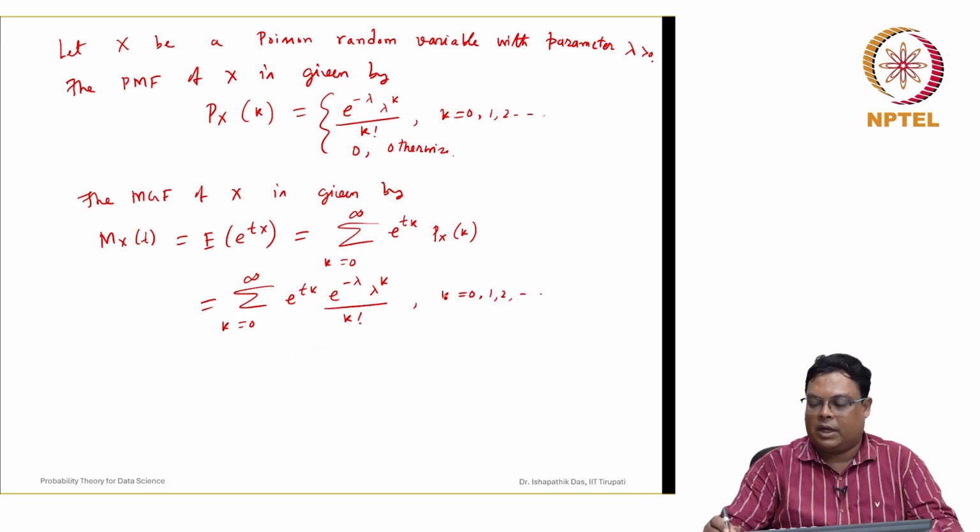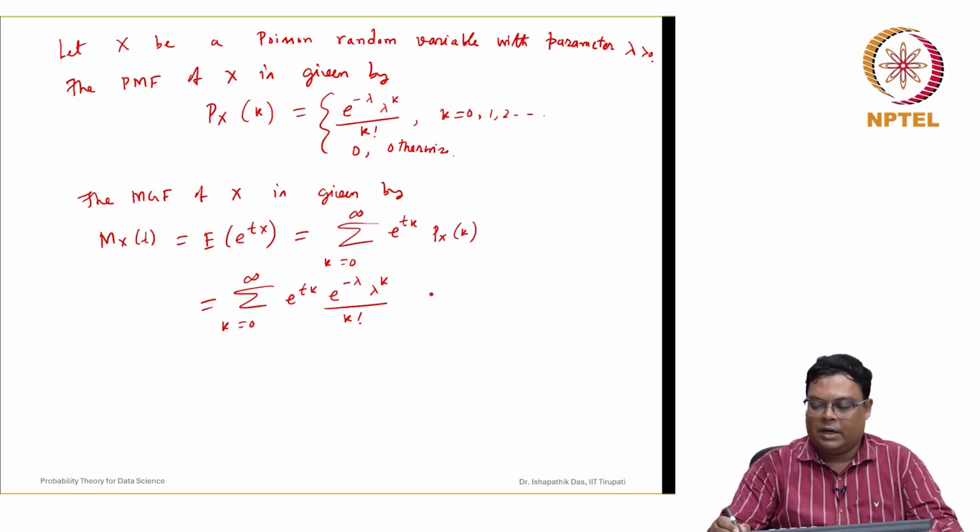Basically, this is what I have written here, with k from 0 to infinity, and this is the probability mass function. Now we have to find the solution, the simplified form. So how can we do that?